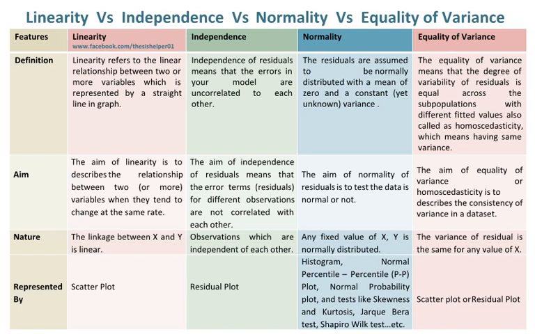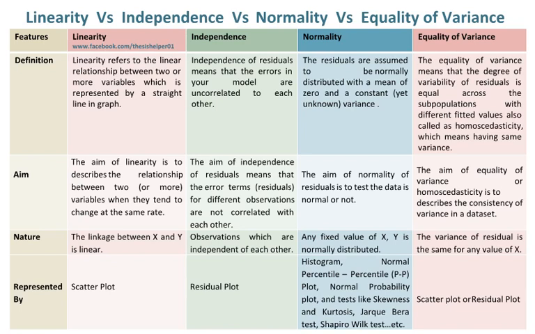The nature of linearity is based on the linkage between x and y being linear. Whereas the nature of independence is based on observations which are independent of each other. Whereas the nature of normality is based on, for any fixed value of x, y is normally distributed. Whereas the nature of equality of variance is based on the variance of residuals being the same for any value of x.